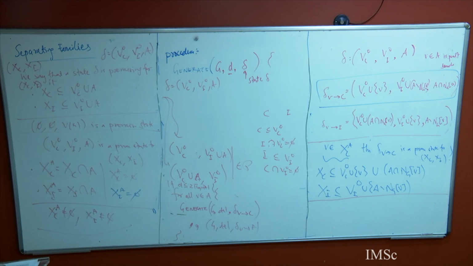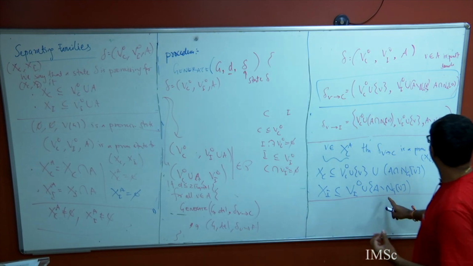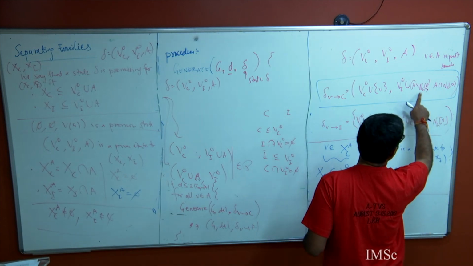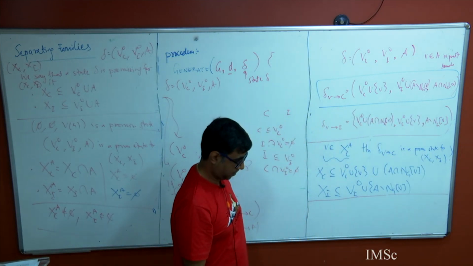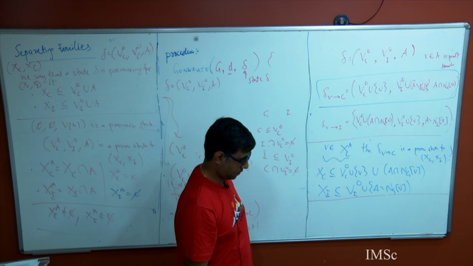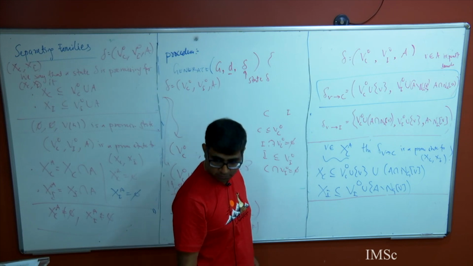Because if we look at this particular XC and this particular XI, yes, and we are talking only about this particular one. Look at Xi. Exactly. Some vertices of Xi were already there. What did I add here? I added A minus N(V) to this, which is the same as the non-neighbors of V. So non-neighbors of V in A.